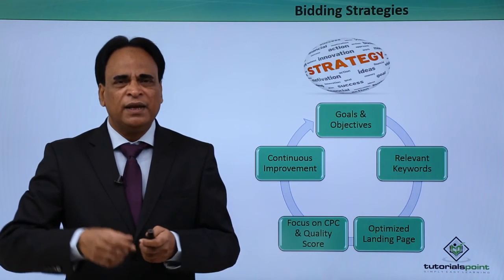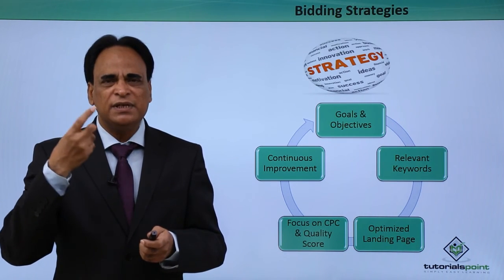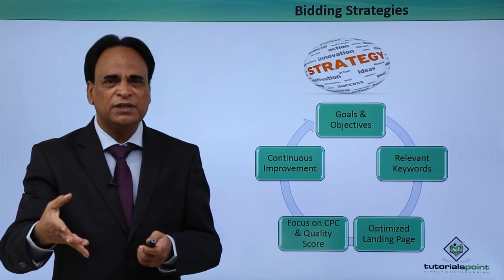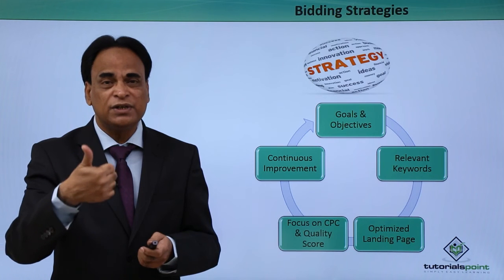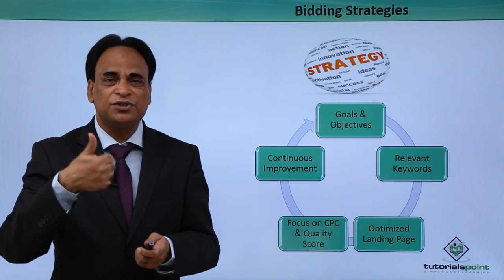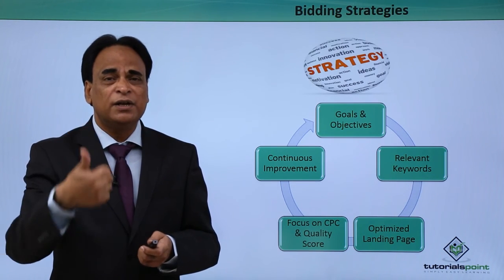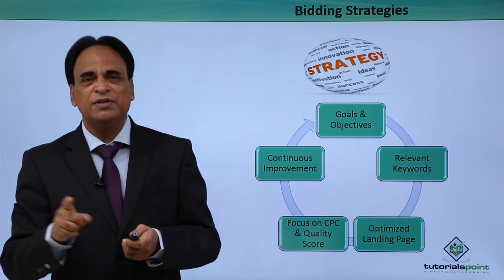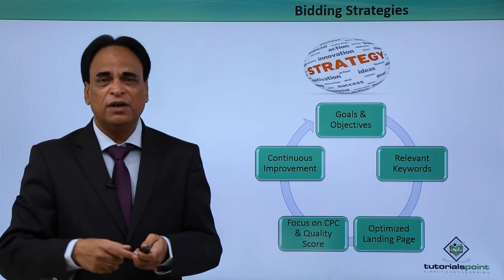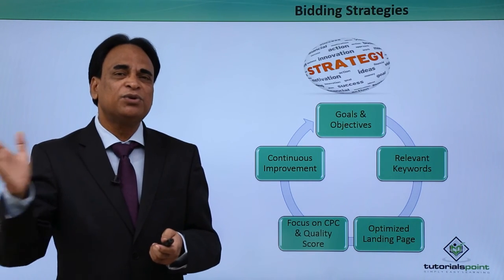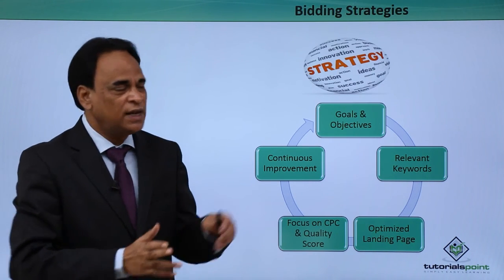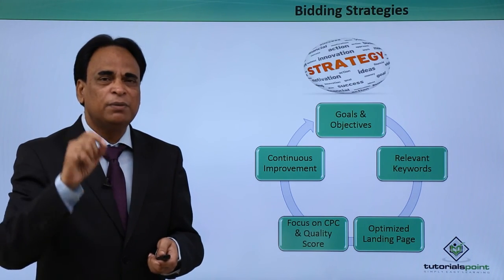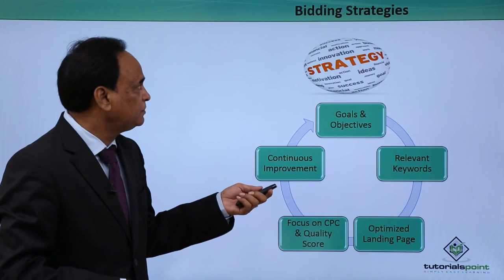Continuous improvement. Keep analyzing the CPC, keep analyzing the quality score, the landing page, the optimization of the landing page, and of course measure the success through the analytics. Track, analyze, measure, report the analytics, so that you can go about doing continuous improvement by improving the quality of your ad and the campaign, so that you can drive more and more conversions. And these are some of the strategies that you should implement to make your PPC campaign a success.